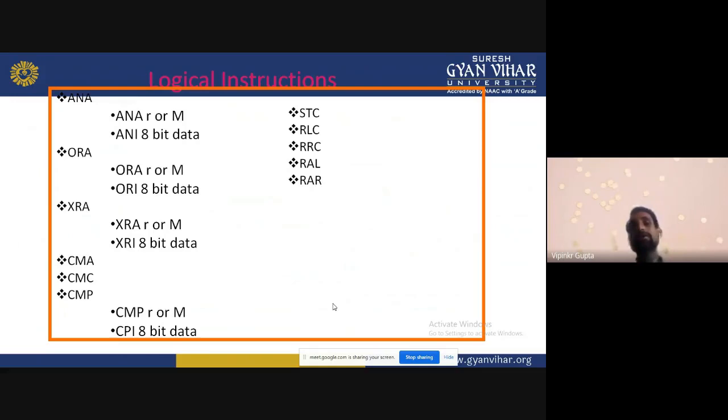Now come to the next group of instruction set, that is the logical instruction. What is the logical group? What is the logical operation? AND, OR, XOR, complement. These are the logical. So suppose that we are doing that operation, AND operation, OR operation, XOR operation, then which instruction we are covering? So for that, we are going through these types of instruction.